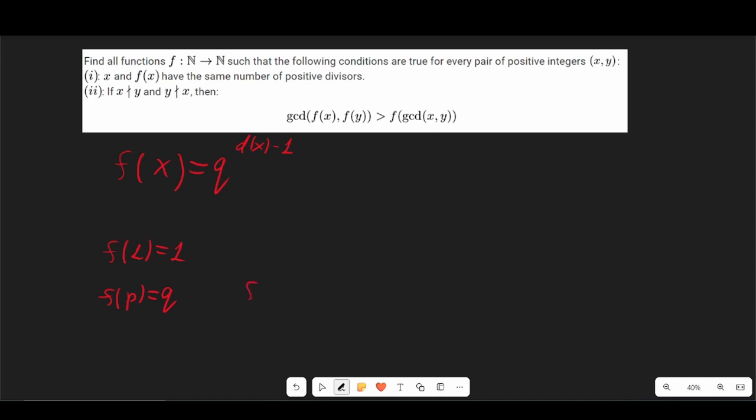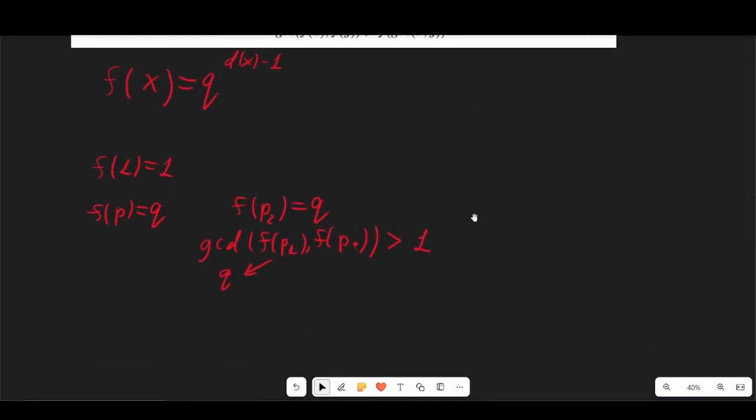And if we take the second prime, f of p2, we will show that this must be the same prime q. Otherwise, if we consider the GCD of f of p1 and f of p2, we will see that this must be greater than 1. Because f of p1 is q, which has only 1 and q as its divisors, f of p2 must also be q. Otherwise, their GCD would be 1, and clearly this is impossible. So f of p2 is also q.